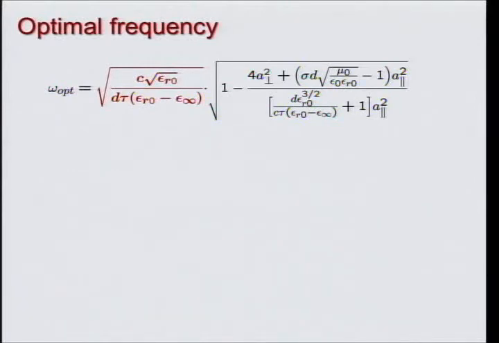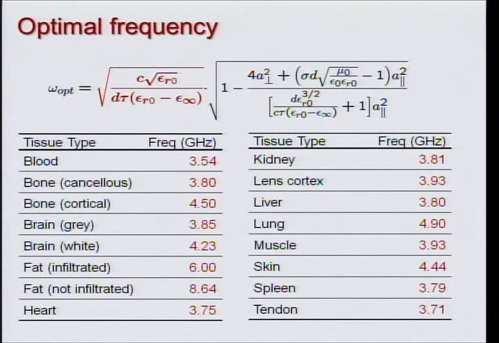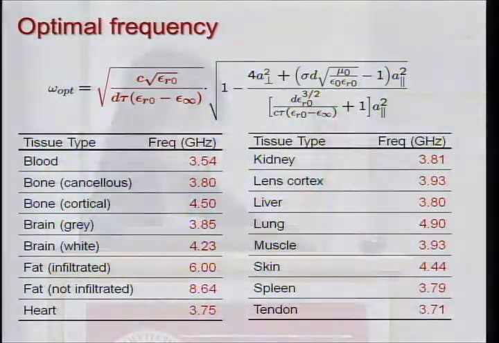So let's see what the optimal frequency is. For an implant depth of 1 centimeter, the optimal frequency for all the tissue types is in the gigahertz range, which is 3 orders of magnitude higher than the current operating frequency for most wireless power transmission links for implants. It means that if we can operate at high frequency, the antenna can be smaller. Okay, that's the takeaway point.